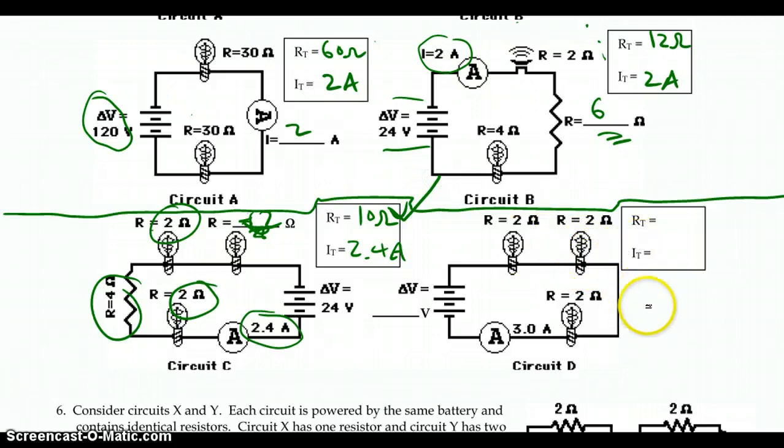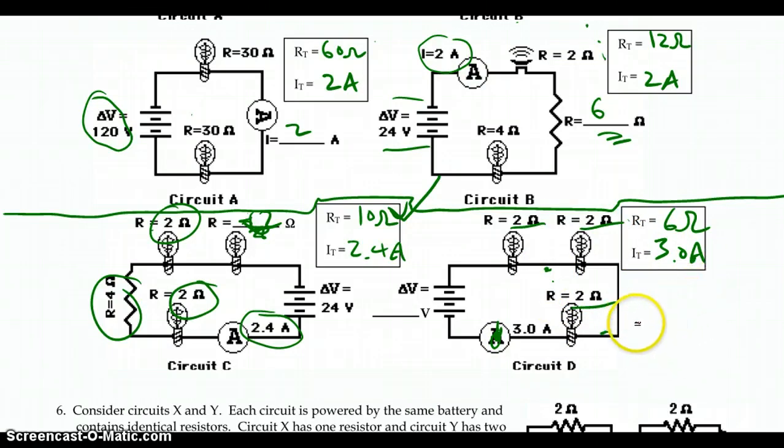Okay, so for the circuit over here, circuit D, this time we don't know the potential difference, but we can calculate the total amount of resistance. 2 plus 2 plus 2 for the 3 light bulbs is a total of 6 ohms. And the current is 3 amps here in this particular ammeter, but that means it's 3 amps everywhere. So the total current is 3 amps.